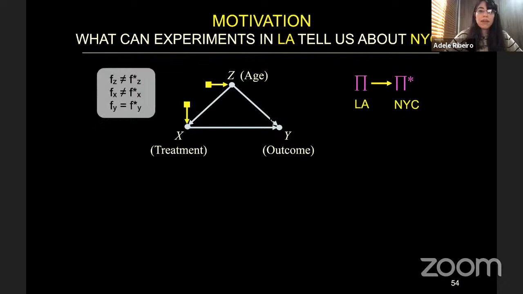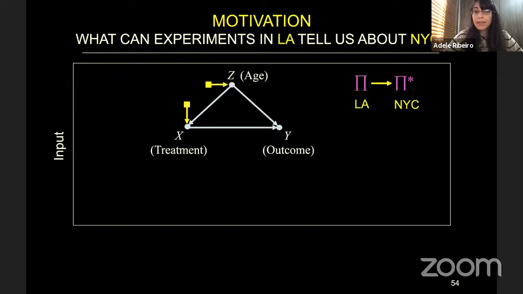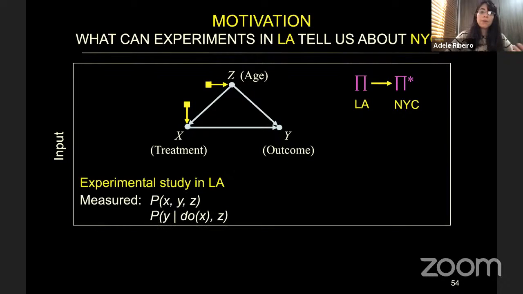So if this is the case, again, this is just the assumptions that I'm making. The functions for Z and X are not shared, they are different, but the functions for Y are shared, they are the same. This is given as input. We need to understand the similarities between the target and the source population to create the selection diagram. This is needed. Also, what else do we have available?